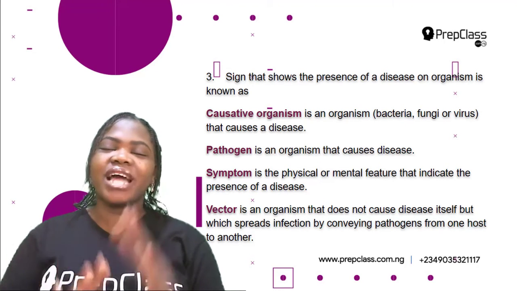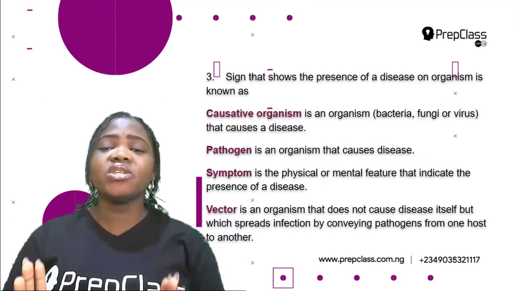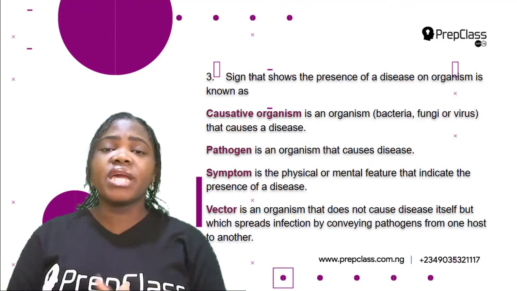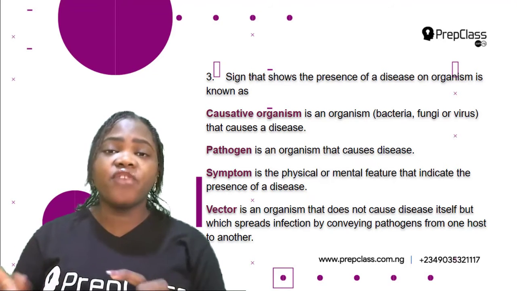Pathogen. So pathogen and causative organism, that's the same thing. Okay, so a pathogen is an organism that causes disease. For example, we can have Salmonella typhi. This is the causative agent of typhoid fever.